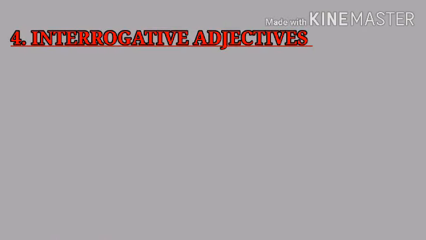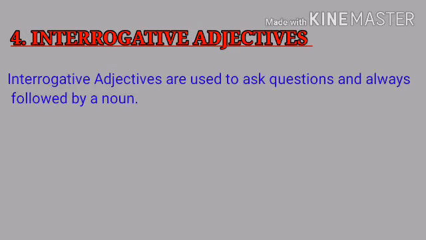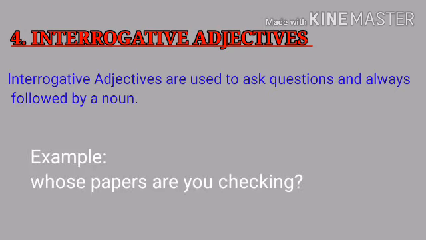The fourth kind of adjective is interrogative adjectives. So, what are interrogative adjectives? Interrogative adjectives are used to ask questions and are always followed by a noun. For example, whose papers are you checking? Here the word whose is interrogative adjective because it asks question and is followed by noun papers.